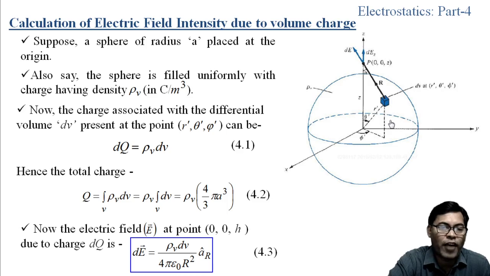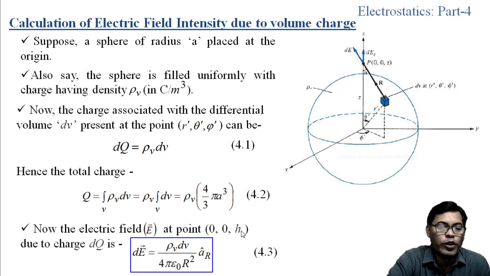So, now we can find out the total charge q, which is equals to the volume integral of rho v dV, or rho v is constant, rho v into the volume integral of dV, and we know the volume of a sphere is 4 by 3 pi a cube, because a is the radius of the sphere. So, the expression of charge q is given by equation 4.2. Now, we want to find out the electric field intensity E at the point 0, 0, z, or here we have written 0, 0, h.